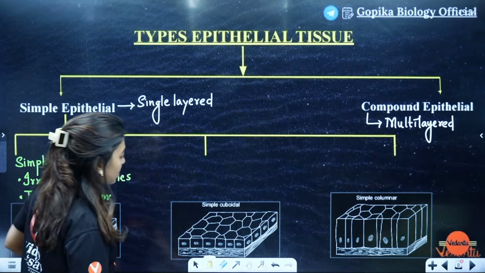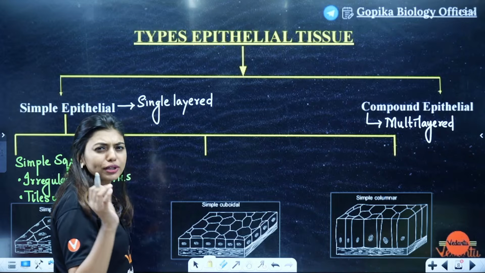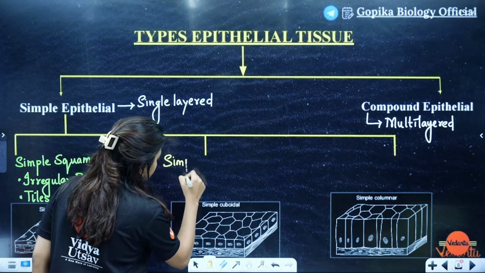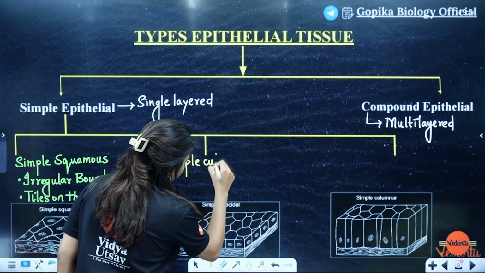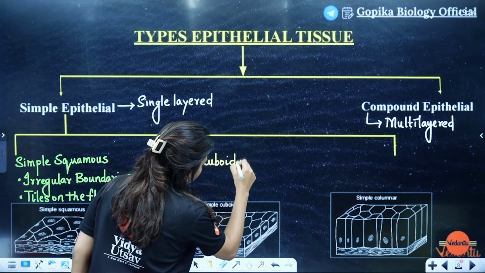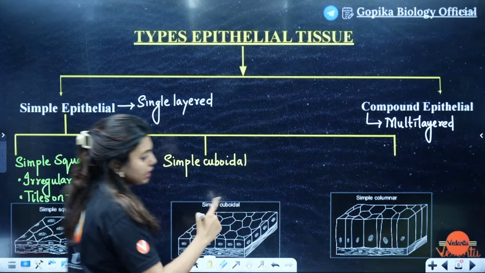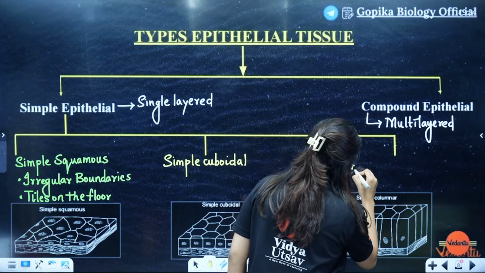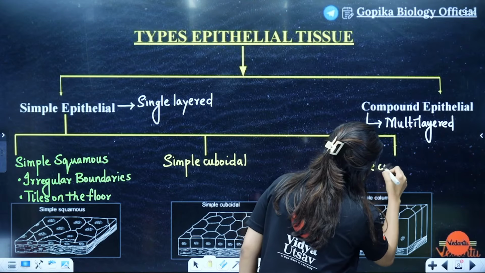Okay, now look here students. Next one is going to be cuboidal. Obviously cuboidal means cube-like, right? Cube shape. So these people are simple cuboidal. Got it? Here look at them: tall, slender cells. So these people are going to be simple columnar.